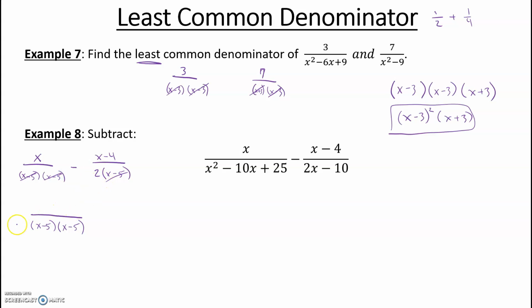And I know I have to keep that 2 as well. I'm going to put it out front though. So there's my common denominator: 2 and x minus 5 times x minus 5. Or you could write x minus 5 squared. Either way.